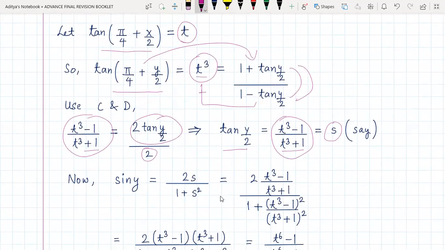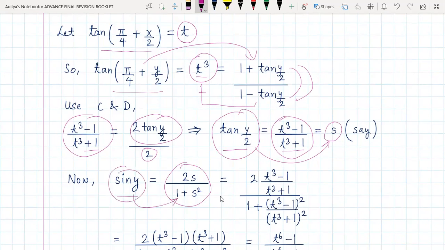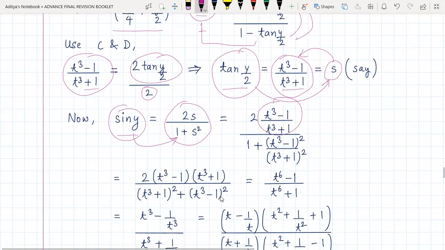Now sine y we have written as 2s upon 1 plus s square, where s is obviously tan y by 2, right? Tan y by 2 is what we are calling as s. So using submultiple angle formula, I have written sine y in terms of tan y by 2, but s value is t cube minus 1 upon t cube plus 1, which I have substituted here. And then taking the LCM, we have simplified it to this form. Then again manipulating it using simple algebra gives us this expression.